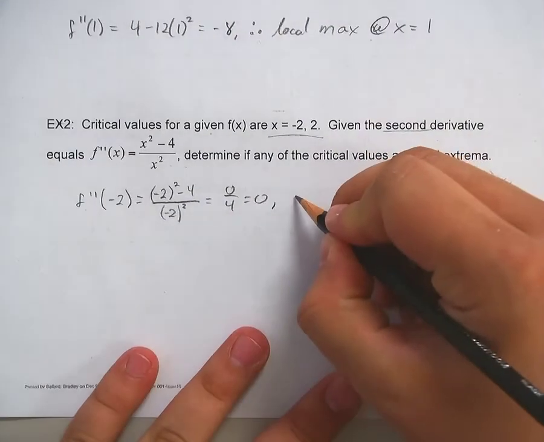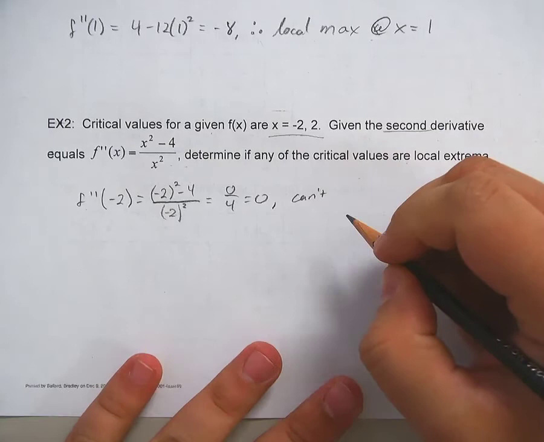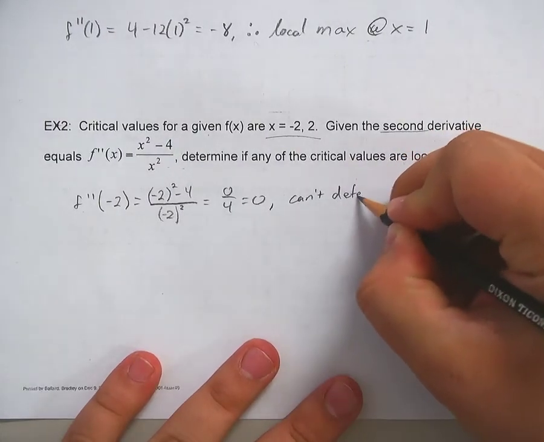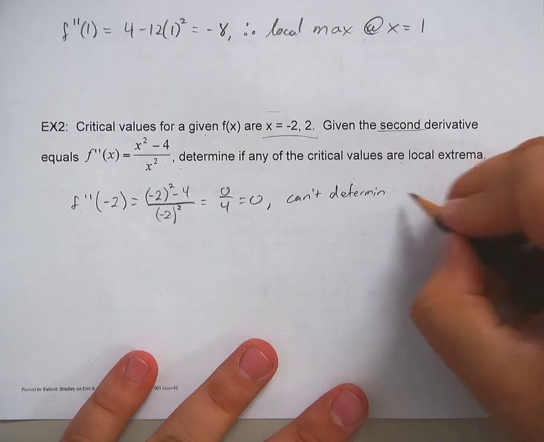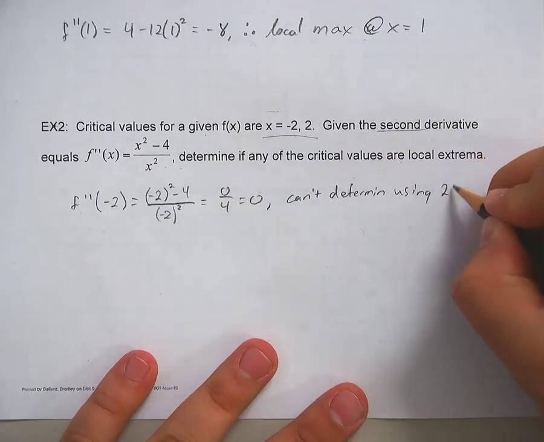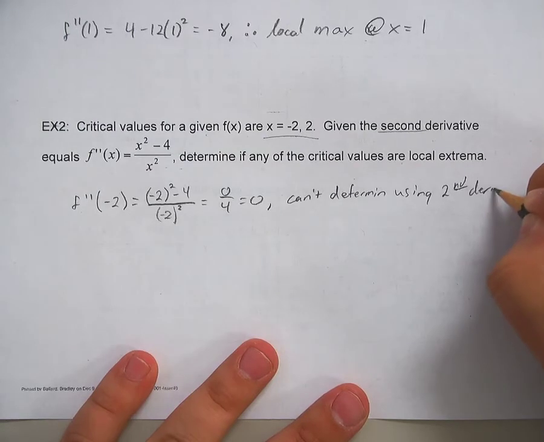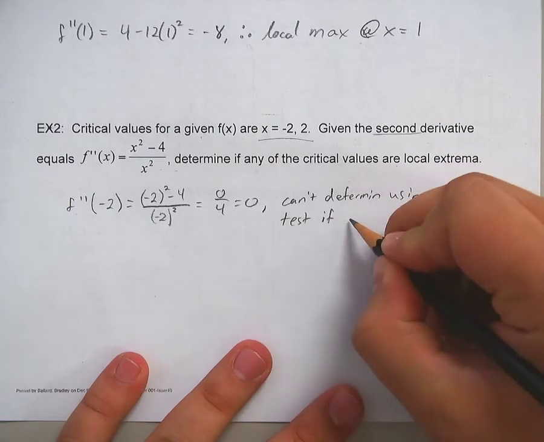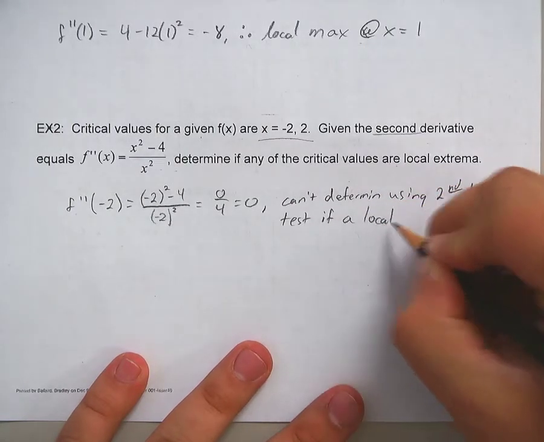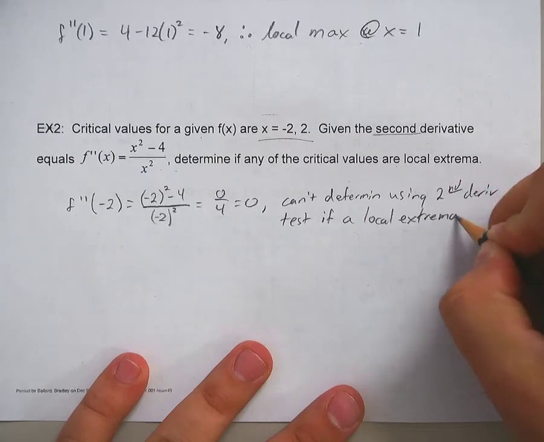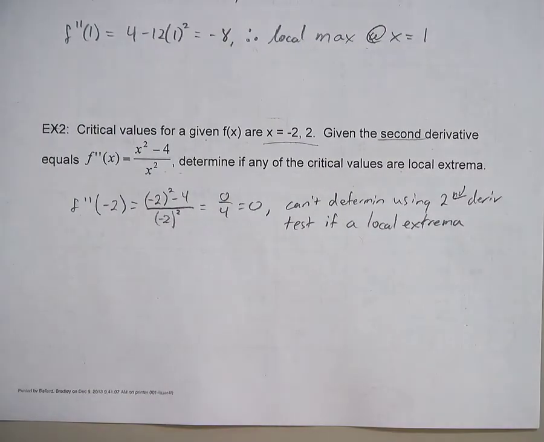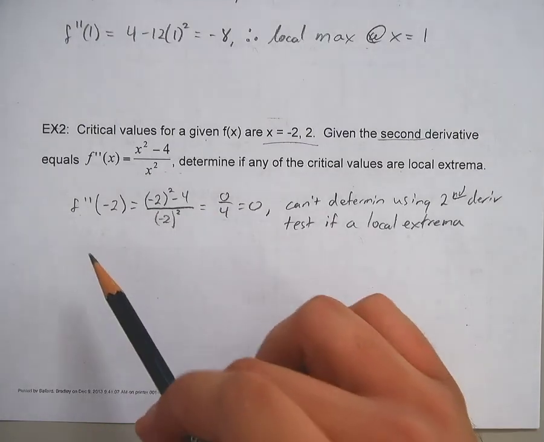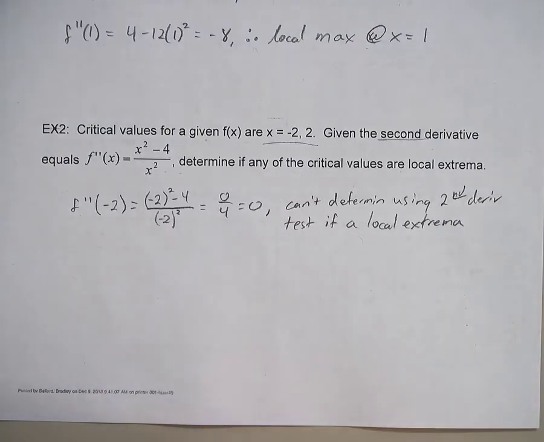So here's what I'm going to say. What I'm going to say is cannot determine using second derivative test if it's a local extrema. So I don't know. I cannot use the second derivative test to tell if it's a local extrema because the second derivative test is not positive or negative. It's 0, so it's not going to be concave up or concave down.